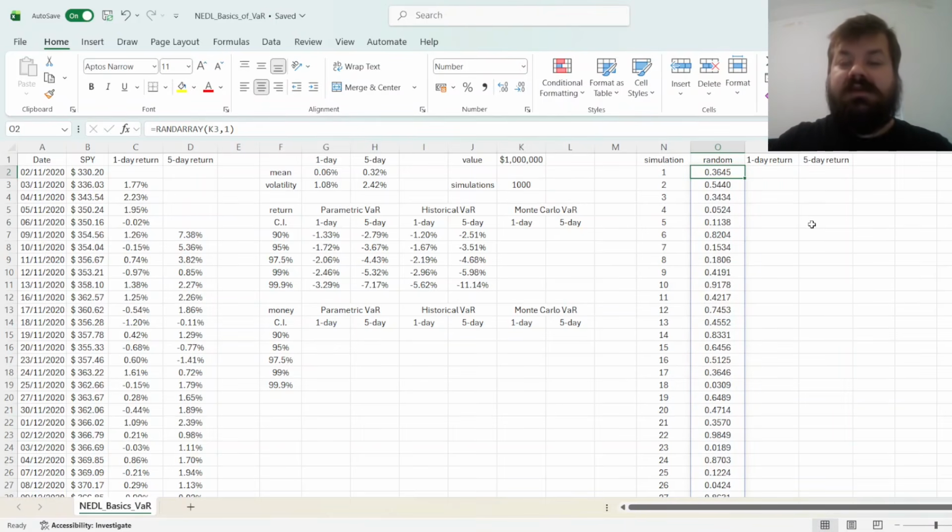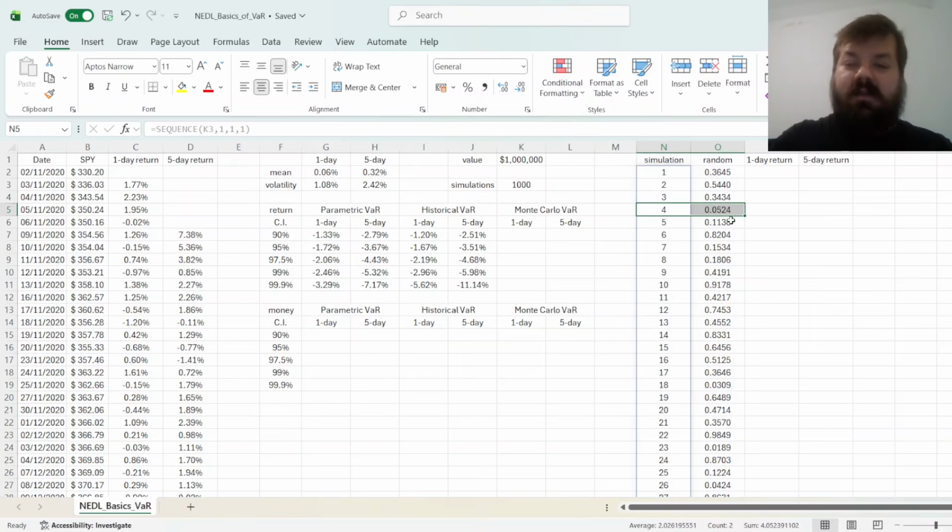Again, numbers that are close to 0 signify very bad days. So here, for example, day 4, we are closing in on the 5% threshold, so it's like a 1 in 20 loss. Numbers that are close to 1 are good days, so here 0.9849, it's like a 1 out of 50 extreme gain. And numbers that are close to 50%, say simulation 16, those are your average run-of-the-mill days, or the median days, essentially.